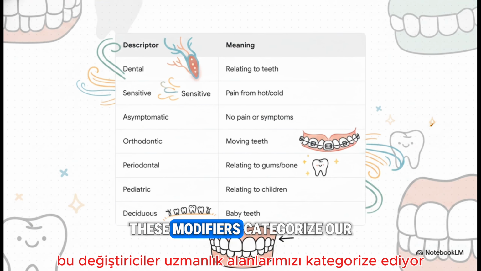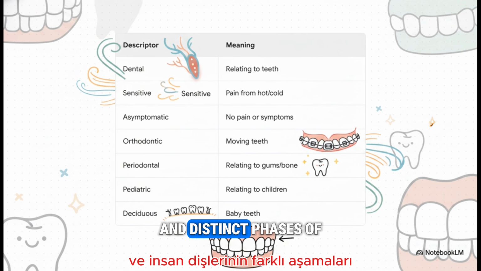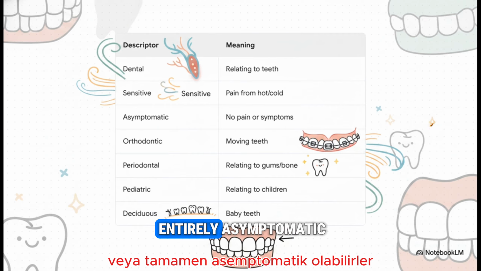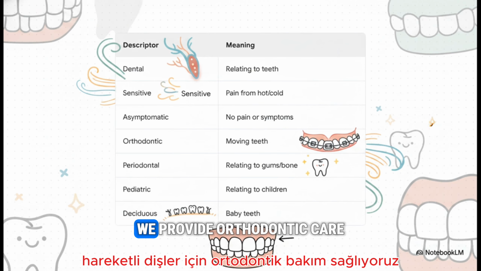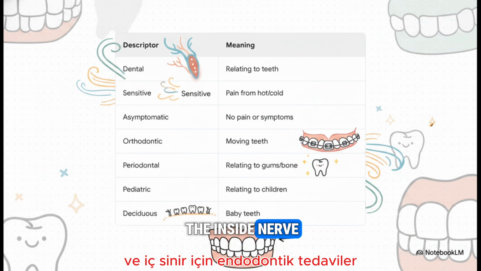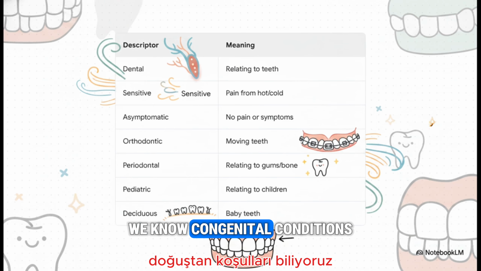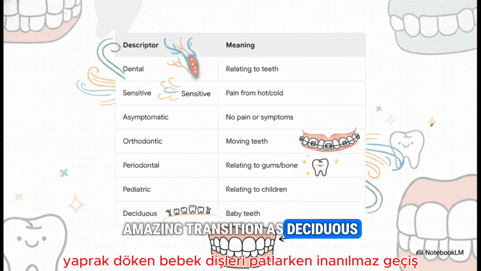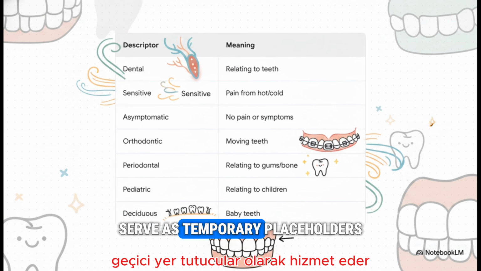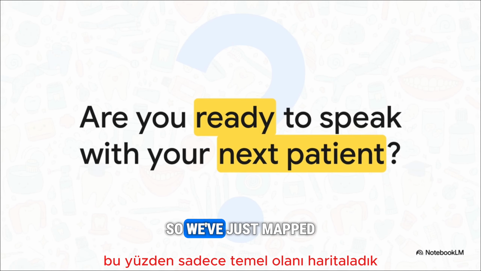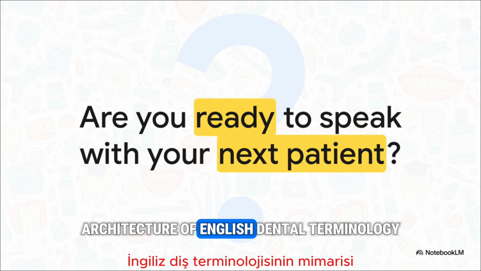Finally, these modifiers categorize our specialized fields and distinct phases of human dentition. A patient might be sensitive to hot or cold, or they might be entirely asymptomatic with no pain at all. We provide orthodontic care for moving teeth, periodontal care for the gums and bone, and endodontic treatments for the inside nerve. We use pediatric for children. We know congenital conditions that are present from birth. And we track that amazing transition as deciduous baby teeth erupt, serve as temporary placeholders, and eventually give way to permanent adult dentition. So we've just mapped out the essential architecture of English dental terminology.